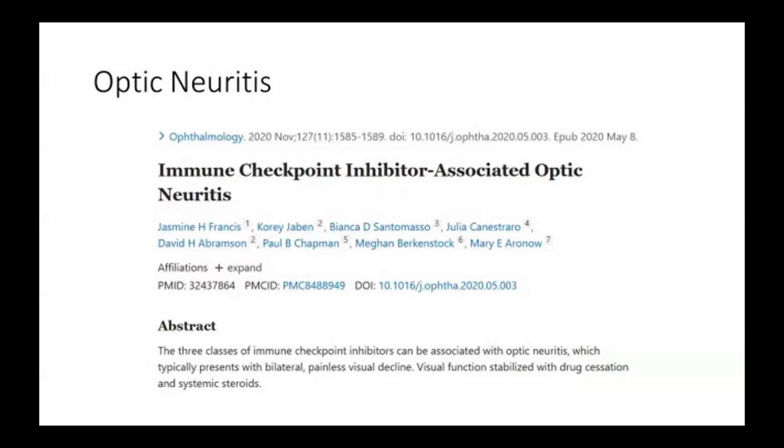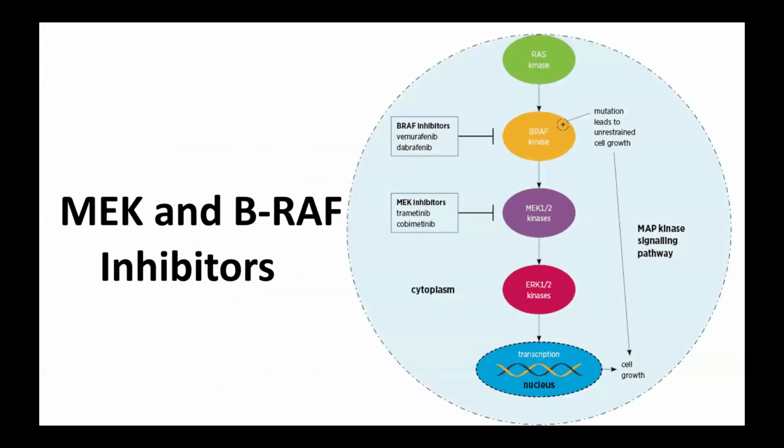The curiosity with this is it doesn't present with the usual pain on eye movements that one would expect or see with regular optic neuritis associated, for example, with multiple sclerosis. But the treatments are exactly the same. Get an MRI with the orbits, start corticosteroids, and then co-manage with neurology. I'm going to switch in the interest of time over to the MEK and BRAF inhibitors.